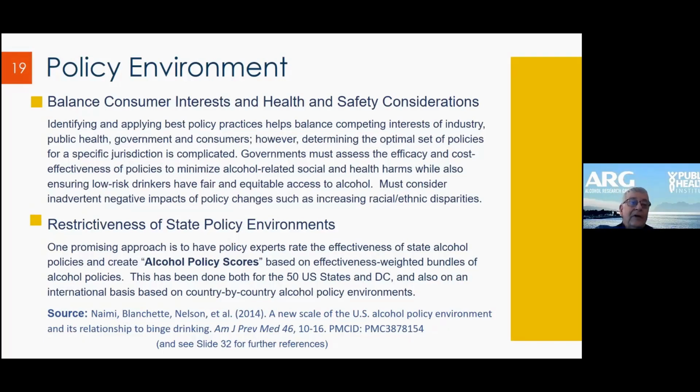So then lastly, I want to talk quite a bit about state policy environments, which are bundles of alcohol policies, and often they're expert rated. Recently there's been a focus on creating alcohol policy scores, which are essentially weighted averages of policies as judged effective by various expert groups. We have done studies of state policies looking at the restrictiveness of the overall bundle of policies. And this is a very promising area for research.